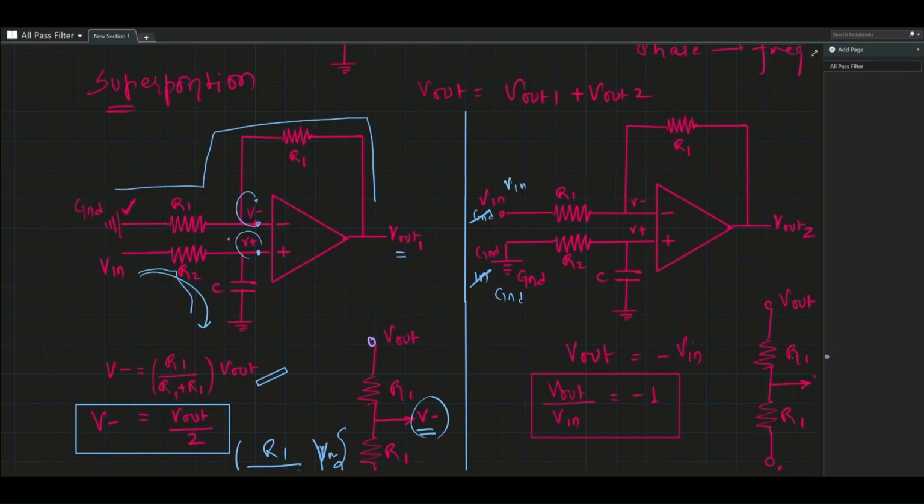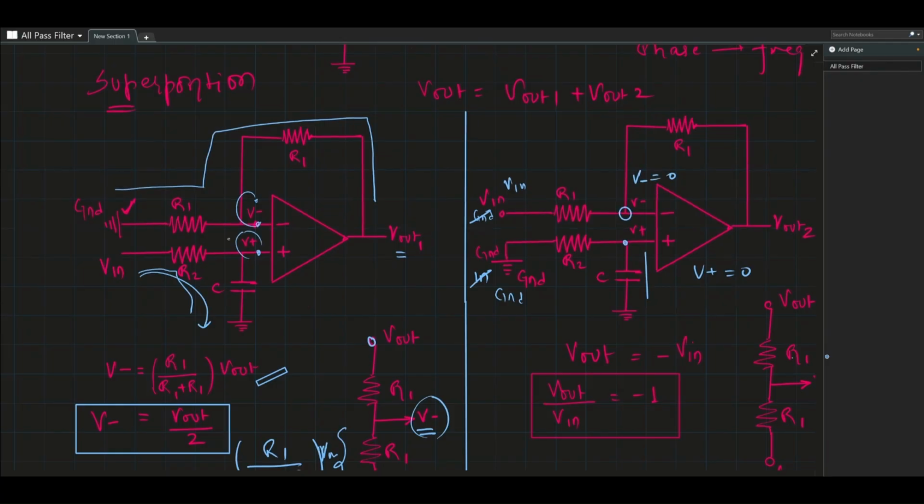Let's start with the positive terminal. Firstly, it is grounded. So even if there was some residual charge on the capacitor, it would have got grounded through this ground. And this resistor is also grounded, which means there is no voltage here. V plus will be 0. If V plus is 0, then exactly the same thing must be happening here. V minus should also be 0.